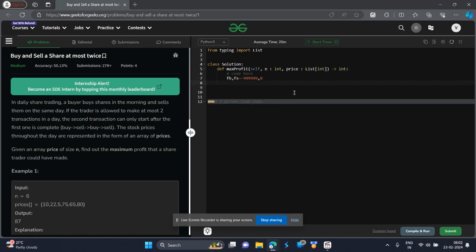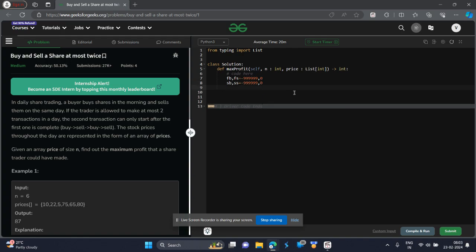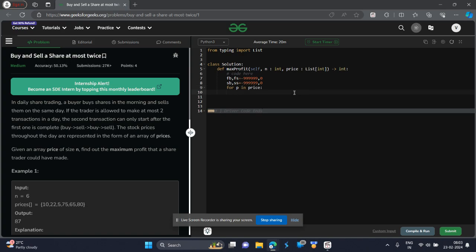Similarly, there will be second buy price and second sell price. Second buy will again be a very large negative value, and sell price will be 0 because initially we do not have any sell price, we do not have any profit. Cool. Now I will traverse in this array of prices which is given, for p in prices.